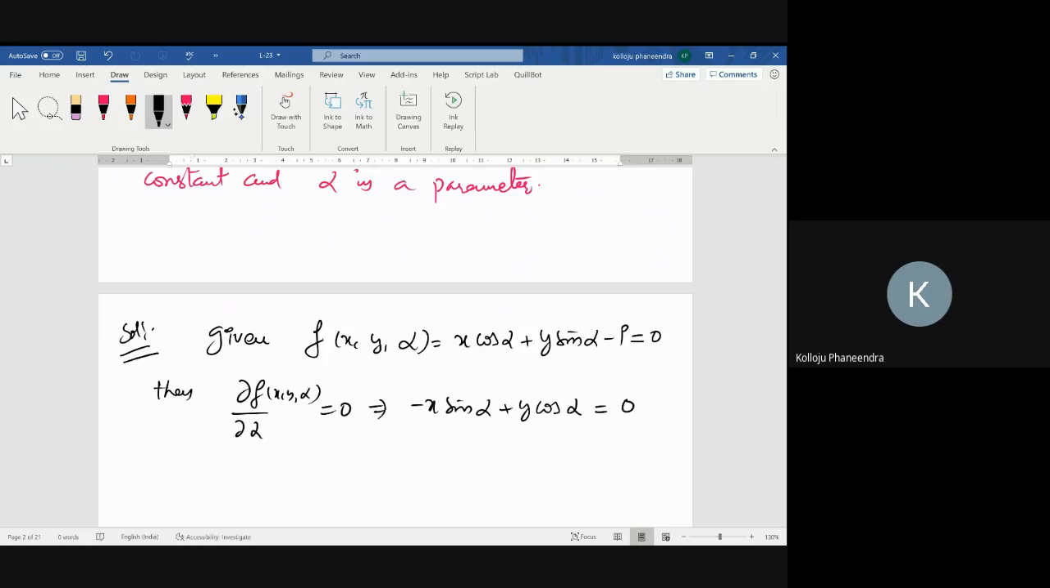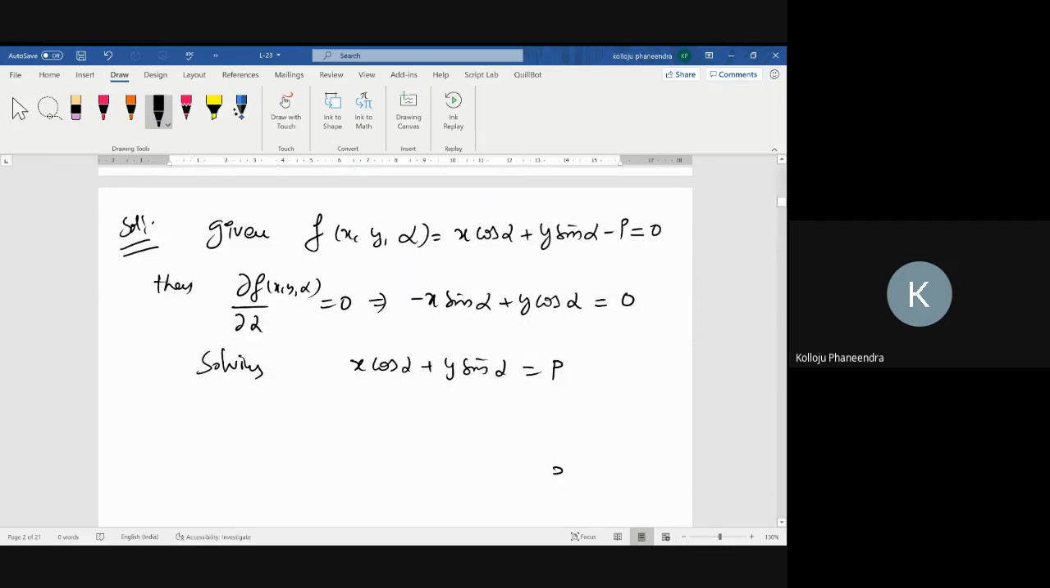Now let us solve these two equations. x cos alpha plus y sin alpha equal to p, one equation. Another one is minus x sin alpha plus y cos alpha equal to 0. Solving these two equations. Anybody? What way am I getting?